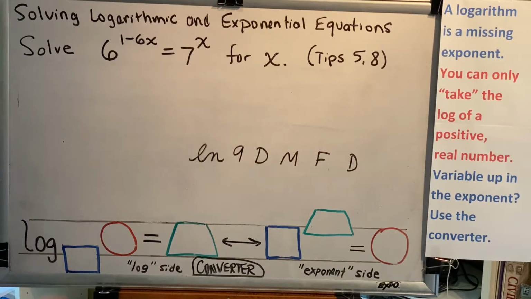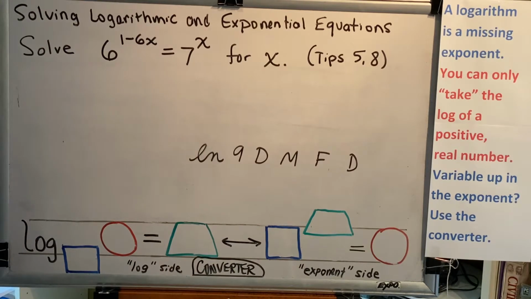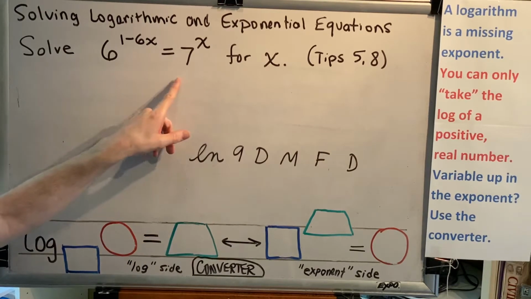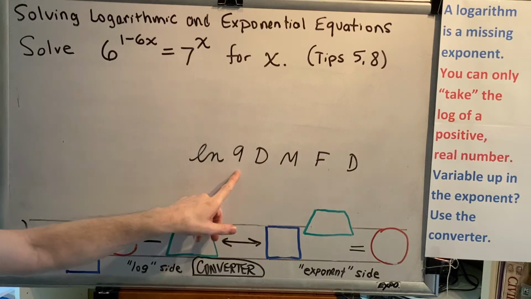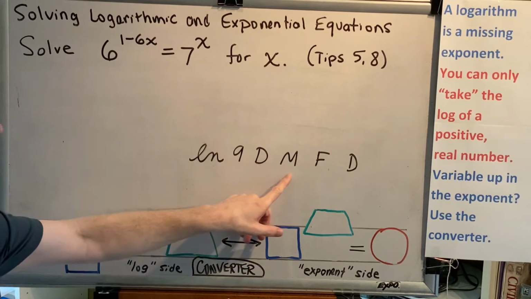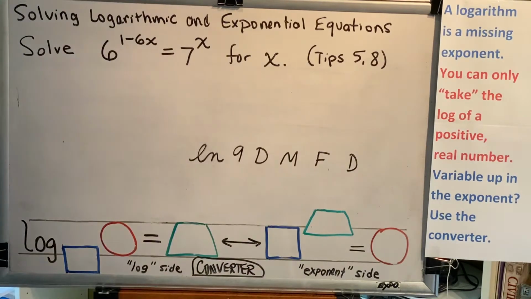Now you might have noticed that I've written on the board here, ln9dmfd. What does that mean? This is the 6-step process we're going to use to solve a problem of this type. Let's outline all of the steps and then we will perform them one at a time. First, ln means we're going to take the natural log of both sides. Next, the 9. That means we're going to use log rule number 9. Next, distribute, then move, then factor, then divide. By doing these 6 steps, we'll have our final answer to this problem.